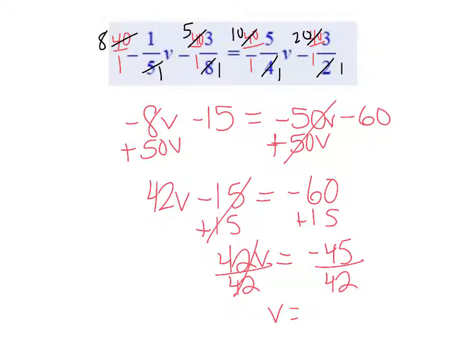3 would go into 45 15 times, so negative 15. 3 will go into 42 14 times. That's going to be my final answer then. All right, so the main goal here was to try to get rid of the denominators on that. We've got one more that's going to be like that.